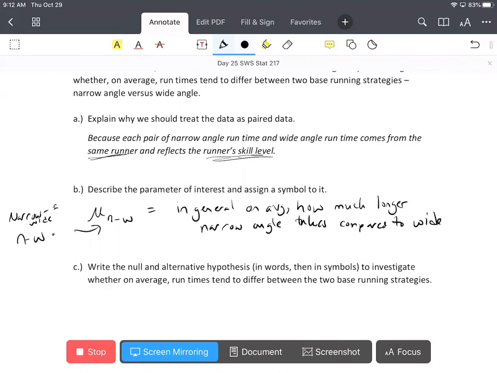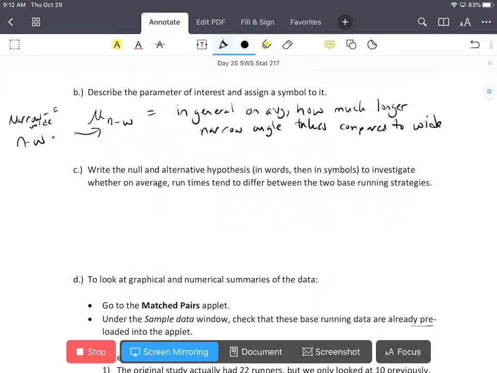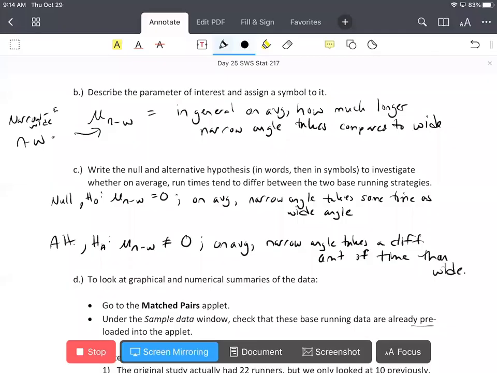So now I'd like you to pause the video for a second and write the null and alternate hypothesis in words and in symbols to investigate whether on average runtimes tend to differ between the two base running strategies. We've done this a lot. This is good practice. Pause and then check your answer.